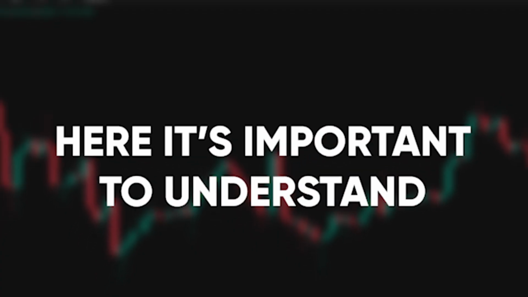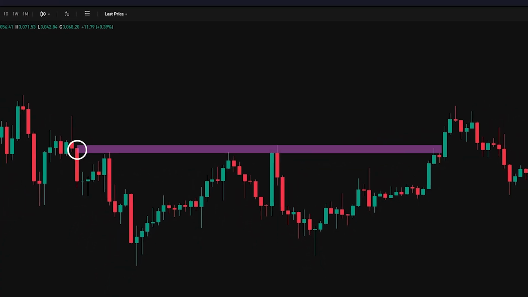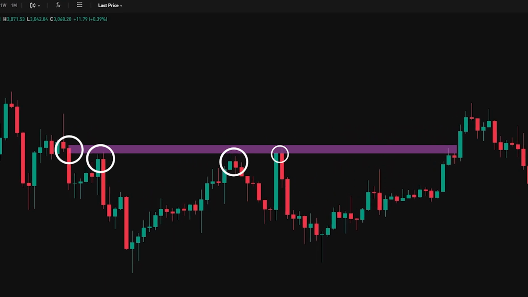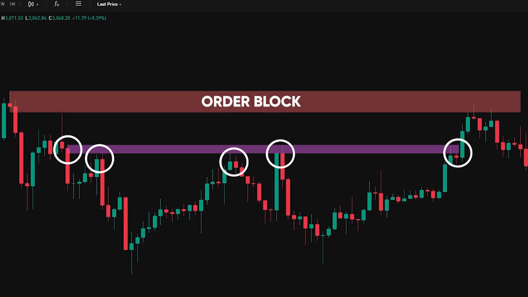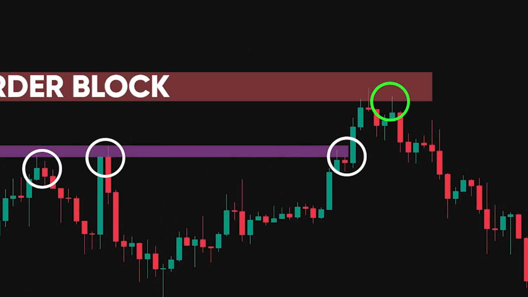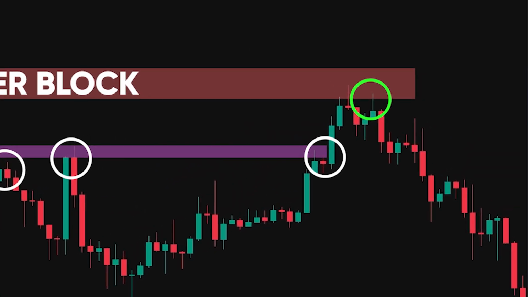And here it's important to understand, an order block is not a support or resistance level. A level is formed by many touches. An order block is the opposite. It appears once, the price reacts, and the zone is no longer considered fresh.